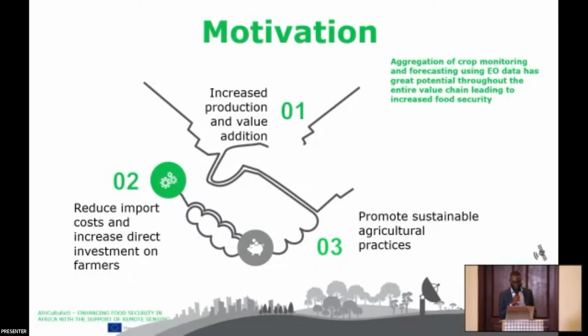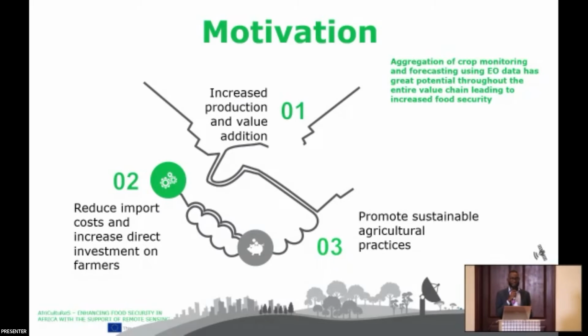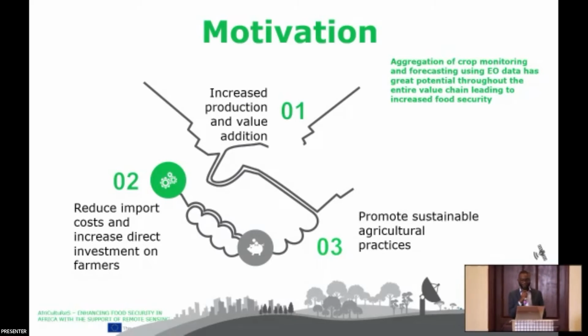Then we promote sustainable agricultural processes. This is mostly touching on the environment and making sure that a farm is productive throughout the different years. Some poor agricultural practices are what lead to the reduction in productivity.